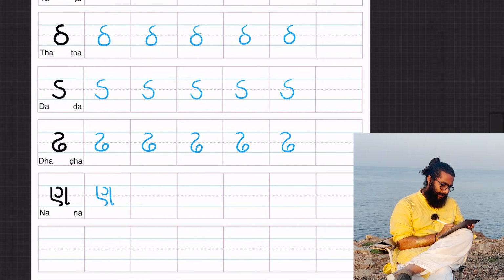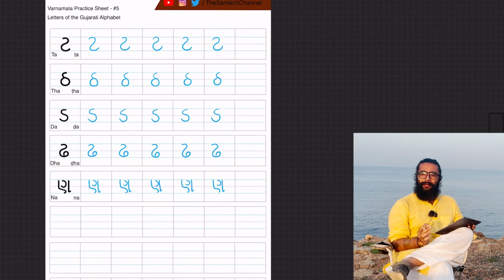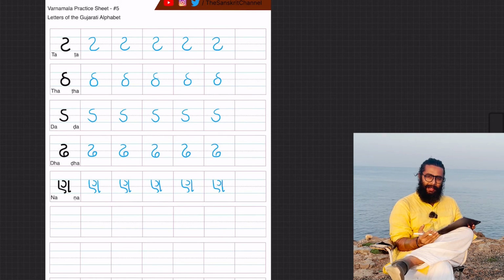Na. So we have completed the third row of consonants of the Gujarati alphabet. In the next video, we'll move on to the fourth. Namaskaram.